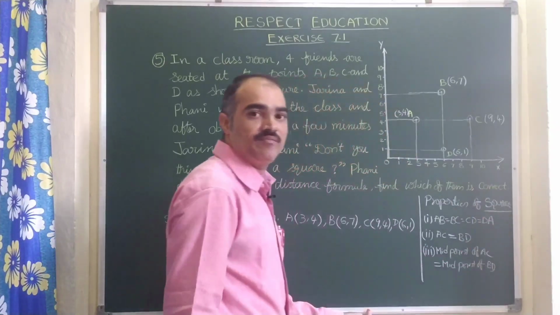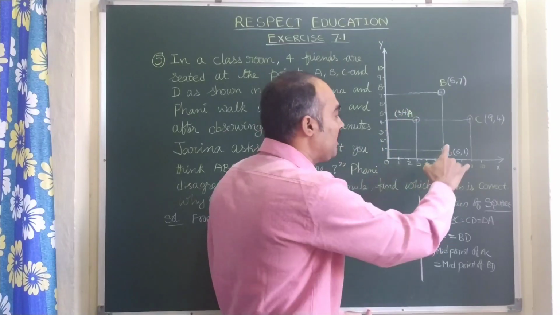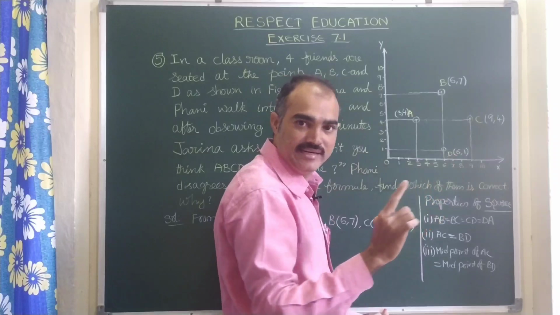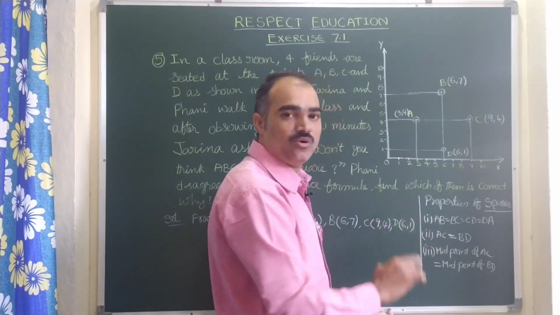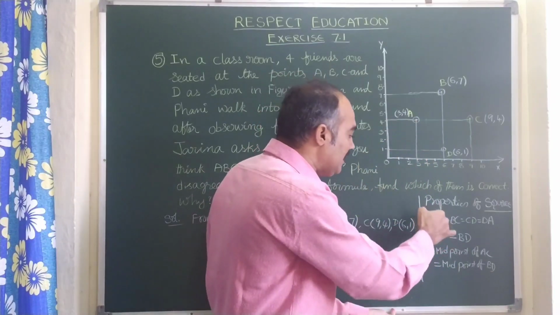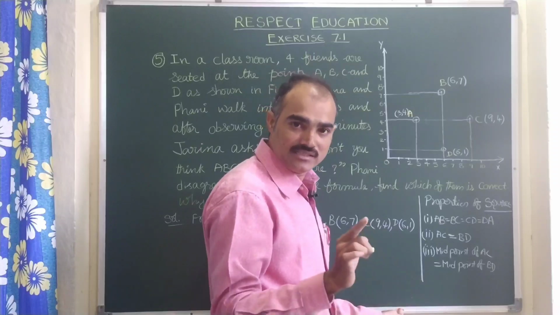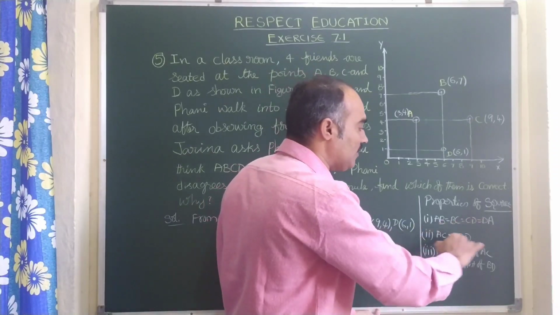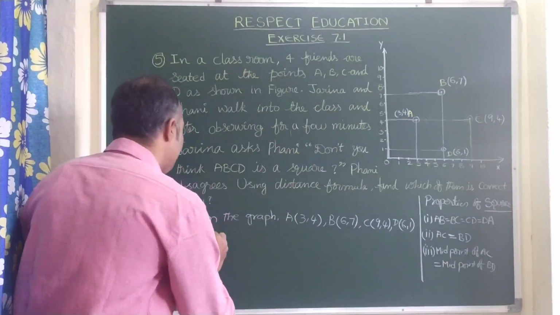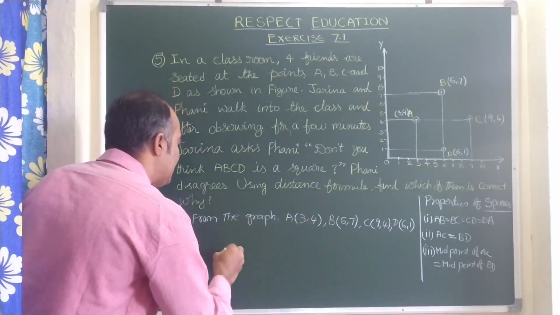Other than this, the angle at each vertex, means angle A, angle B, angle C and angle D, each angle is to be 90 degrees. But in this chapter, coordinate geometry, it is not possible to prove the angles. So these conditions are sufficient to prove ABCD is a square. Now let us find out these values one by one. First let us find AB, using the distance formula. So let us have the distance formula first.